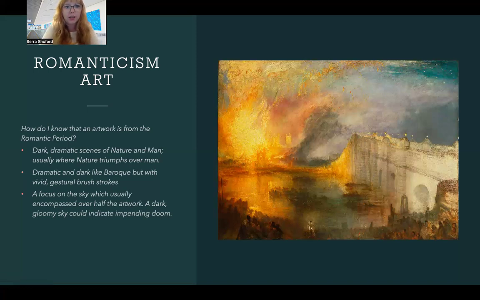And like I said earlier, there is typically a focus on the sky, which is usually encompassing over half the artwork. A dark, gloomy sky could oftentimes symbolize an impending doom, and that is what's happening in this case here.